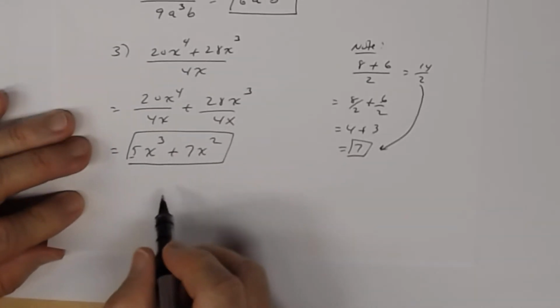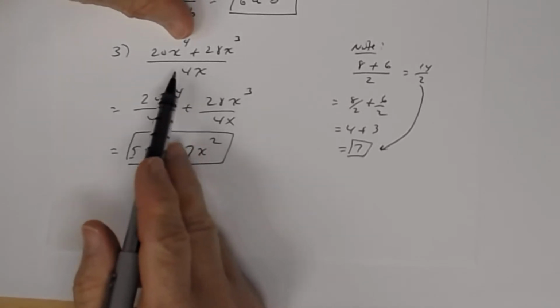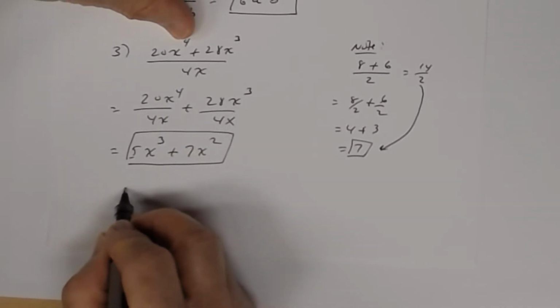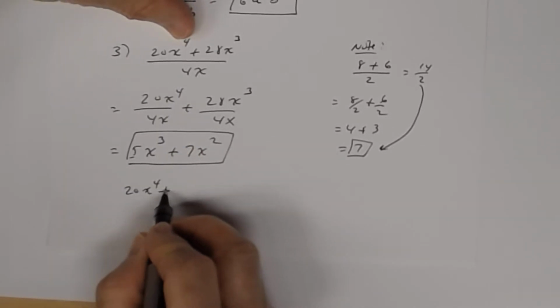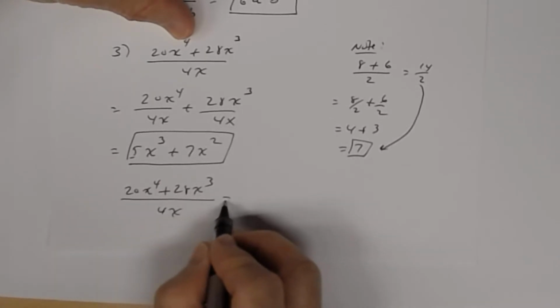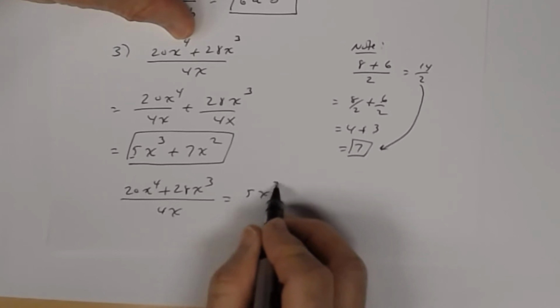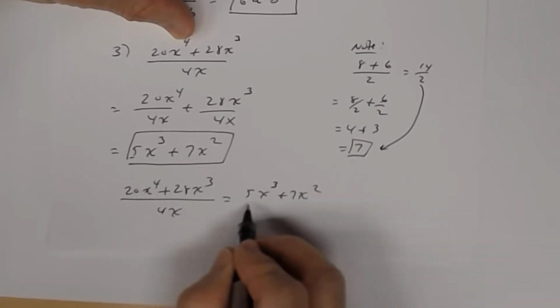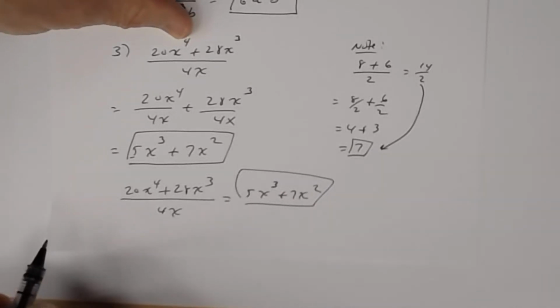All right, so in the blank, you would say 20x to the fourth plus 28x cubed divided by 4x is going to equal 5x cubed plus 7x squared. So that's your quotient.